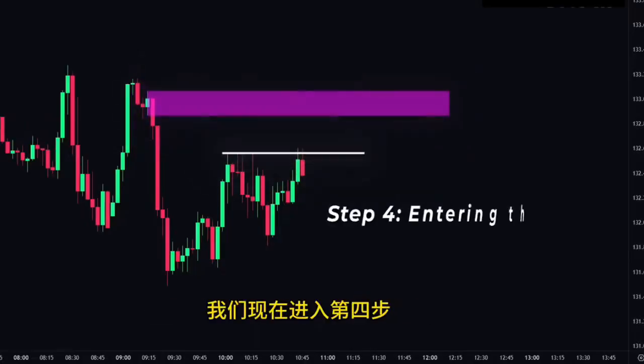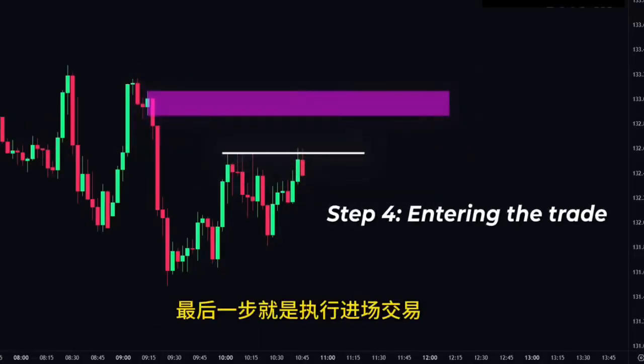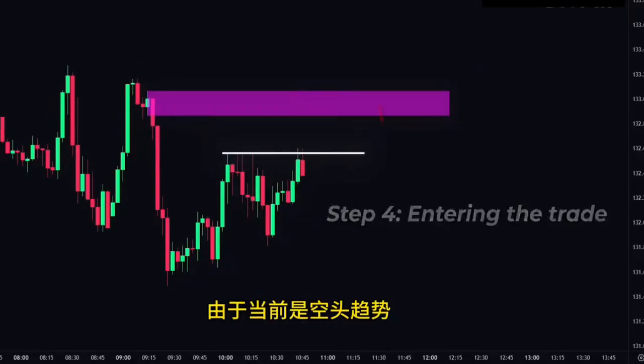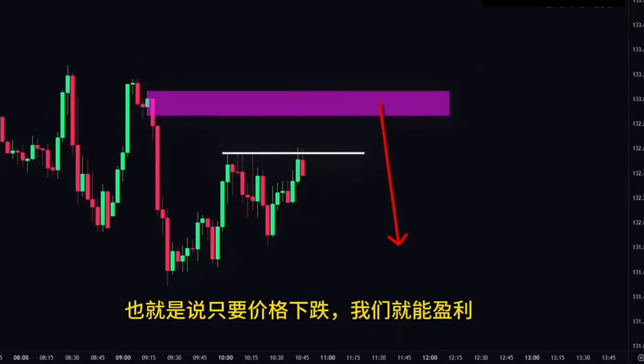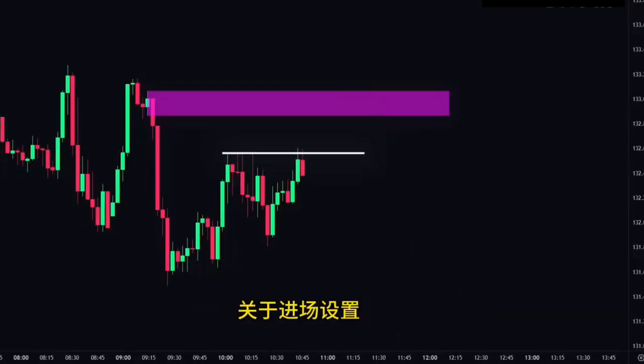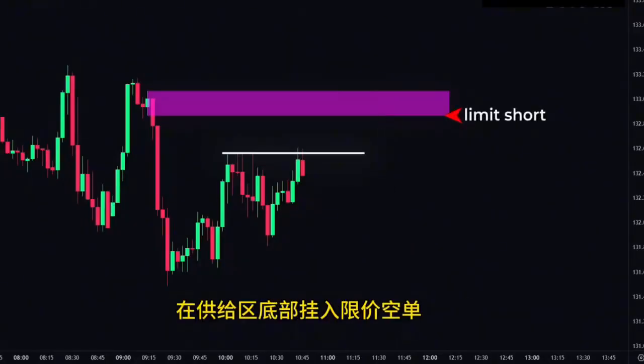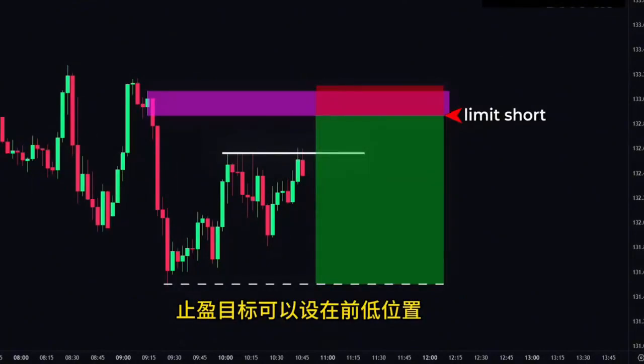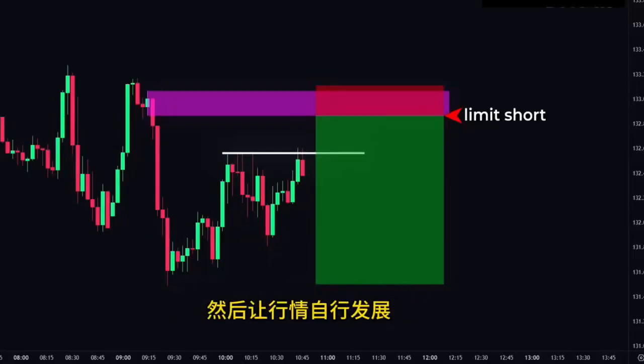Now we can move on to step 4, the final step, which is entering the trade. Since this is a downtrend, we're looking to short the market, meaning we make a profit if price goes down. For the entry, place a limit short order at the bottom of the supply zone, set a stop loss slightly above it, and set a take profit target at the previous lows.